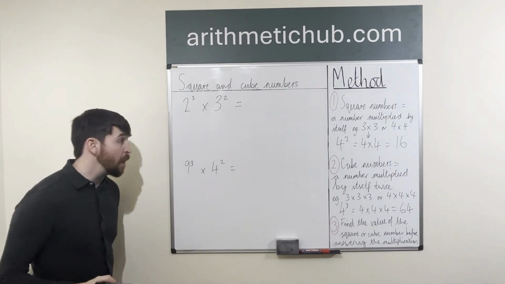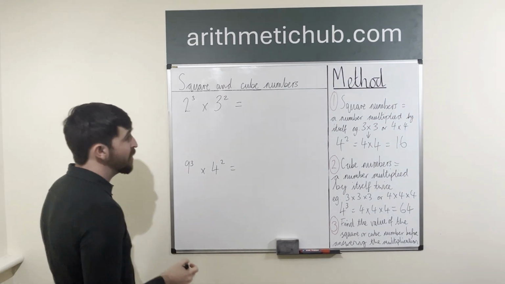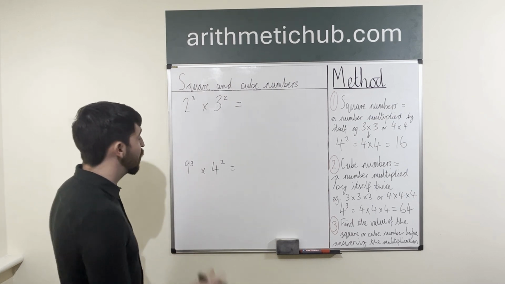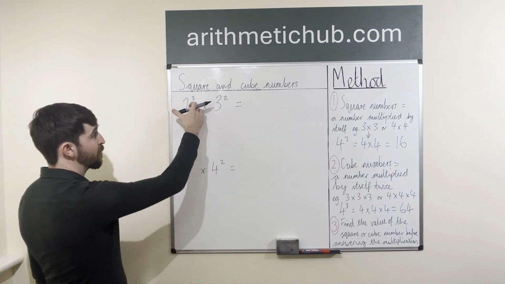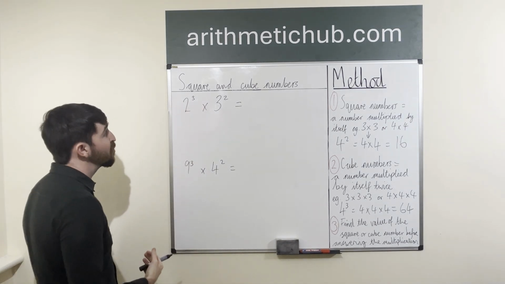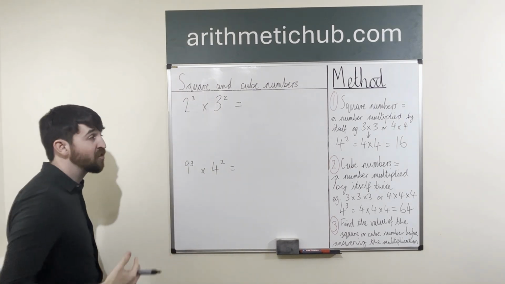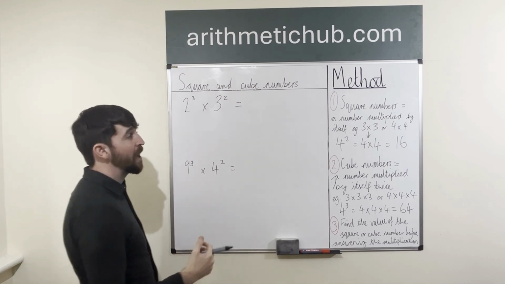Hi everyone, so today we're going to have a look at square and cube numbers, okay? So square and cube numbers look a little bit like this. Sometimes we've got a 3 above it, which means that it's cube, or sometimes we've got a 2 above it, which means it's square. So it's important to know what each of these means.